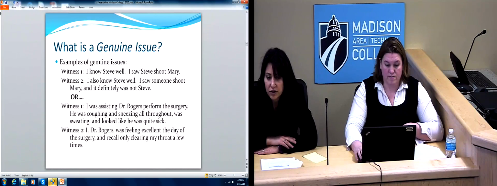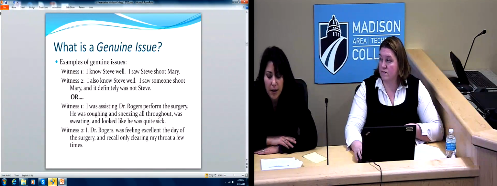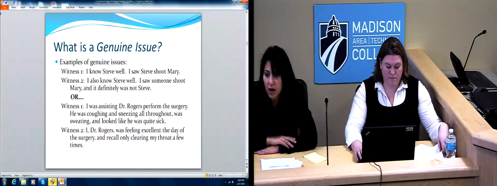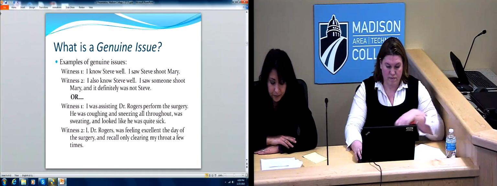So if that's your case and you have a situation where two witnesses for different sides are saying completely different things, you have a dispute of fact. There is something for the jury to do.